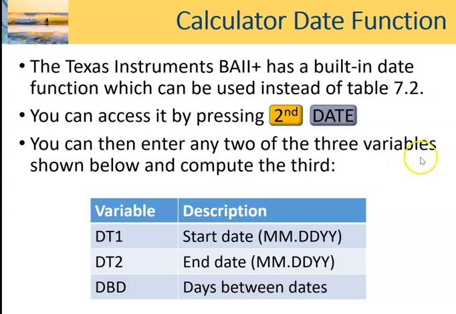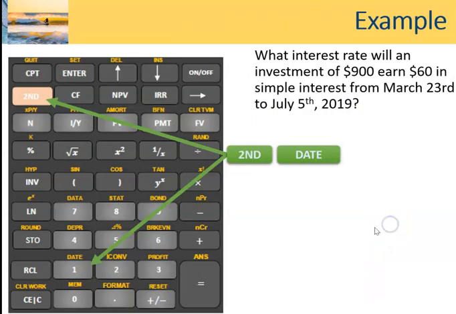And then you can enter any two of the 3 variables shown below, and it will compute the third. So if we know the start day and we know the total number of days, then it'll give us the end date. And if we know the start date and the end date, then it'll give us the number of days. Okay, so let's look at an example. What interest rate will an investment of $900 earn $60 in simple interest from March 23rd to July 5th, 2019? Okay, so we're looking for the interest rate.